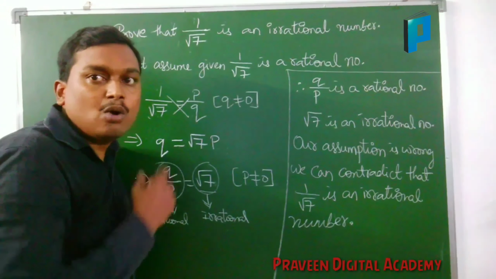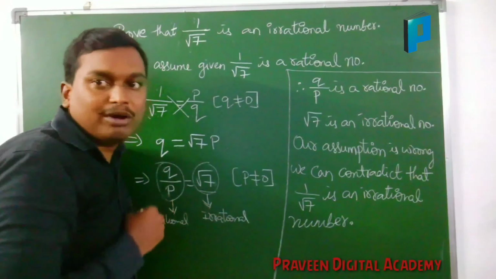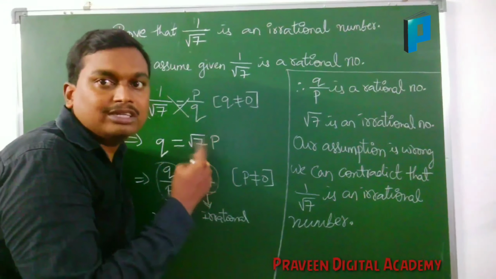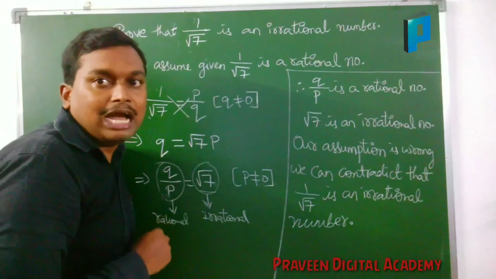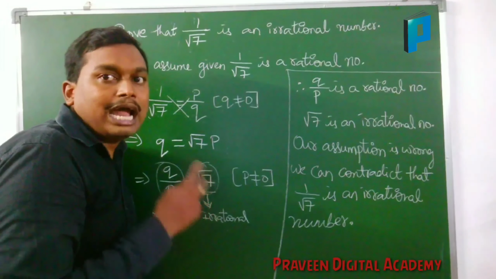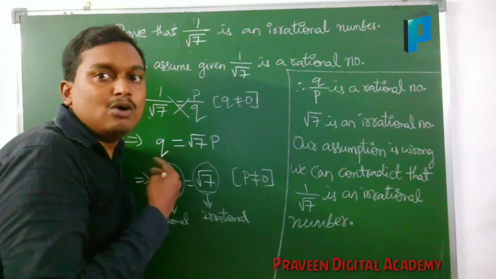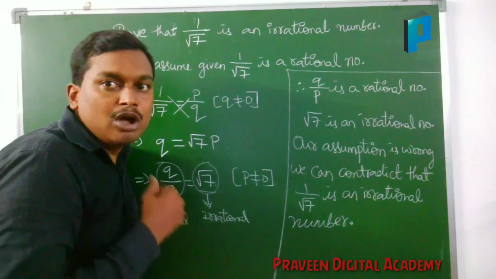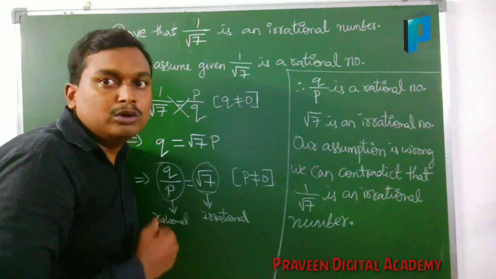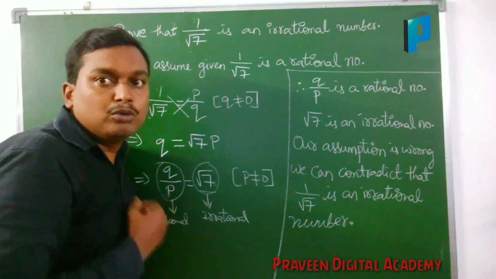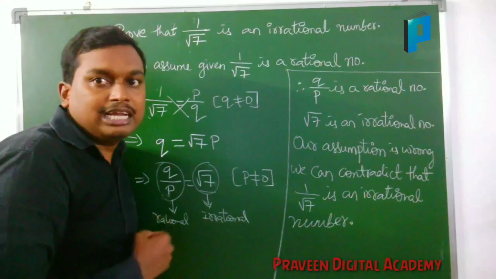Model 3 will have one number and that one number will have a root. Model 2 will have two numbers and one number will have a root. Come to model 1, it will have two numbers and both numbers will have roots. If you have not watched my previous videos of model 1 and model 2, please watch those videos so that you can understand proving irrational numbers very clearly.